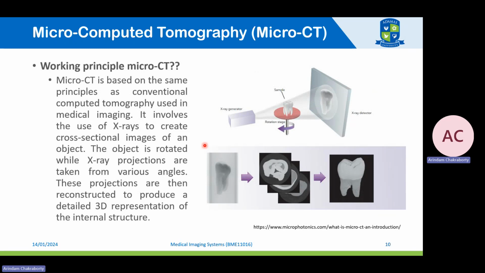These projections are then reconstructed using a very specific 3D reconstruction algorithm to provide a 3D representation of the structure that contains detailed, intricate internal structures. So here we can see this is the X-ray generator, this is the detector, and this is the podium, like I said, and the podium rotates, and thereby the X-ray slices are taken at different angles.